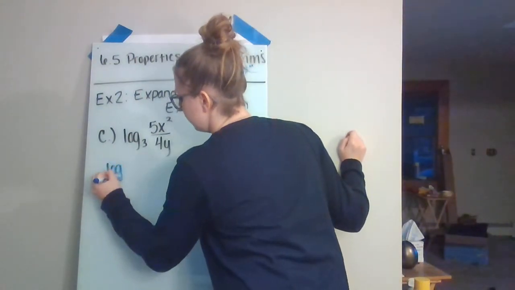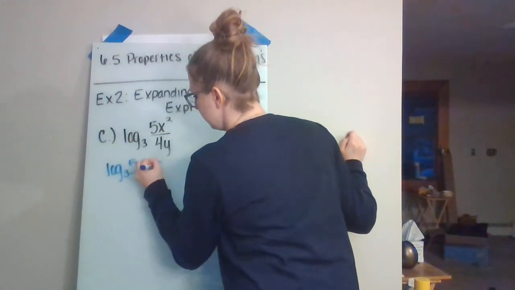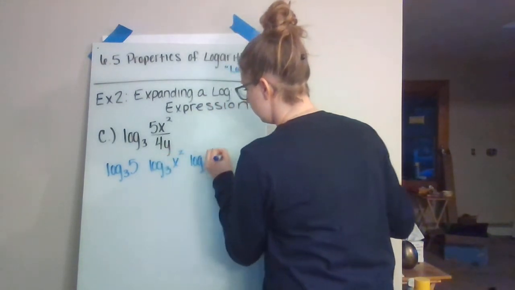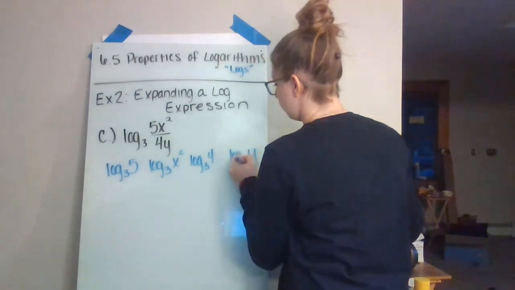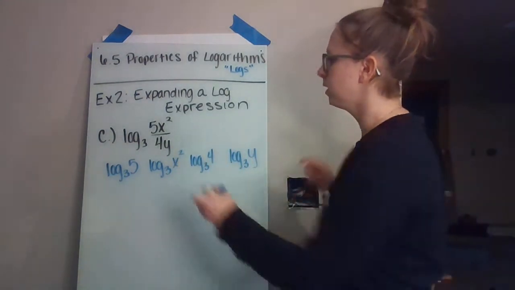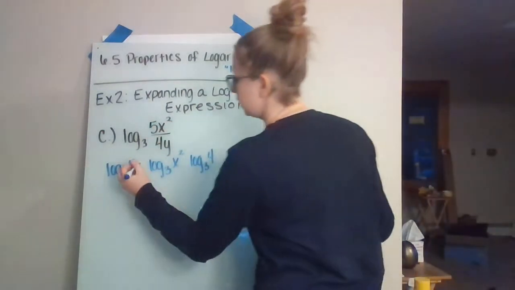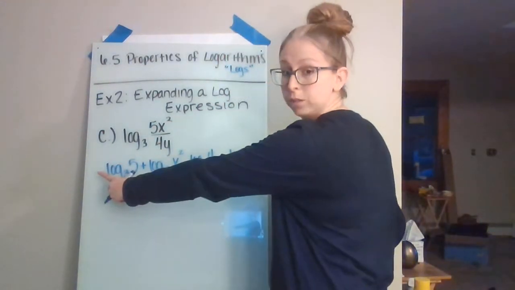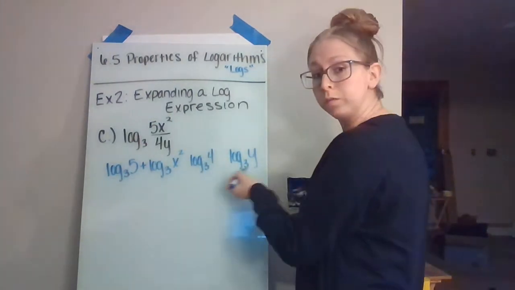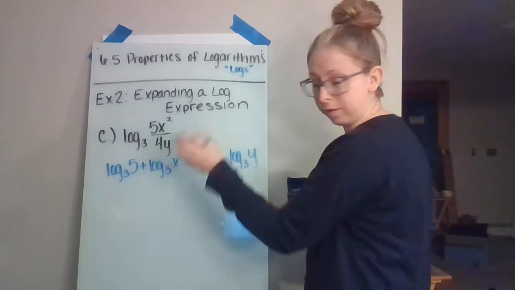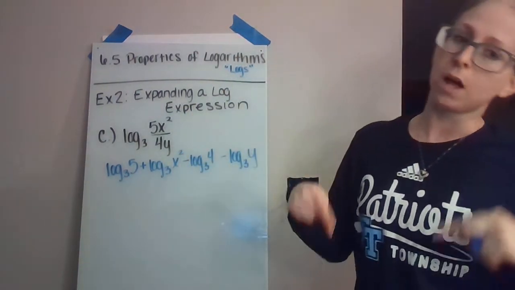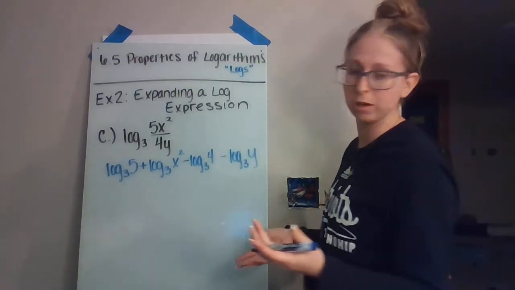So I have log base 3 of 5, log base 3 of x squared, log base 3 of 4, log base 3 of y. Now that we separated it, I need to put in all my signs. The top is multiplication. You're adding those together. So that's an invisible plus sign. These two are on the top. These two just get added together. That's it. But both of these are in the denominator. They're both being divided, so they're going to be negative. Anything in the numerator is positive. Anything in the denominator is negative. Easy way to remember it.